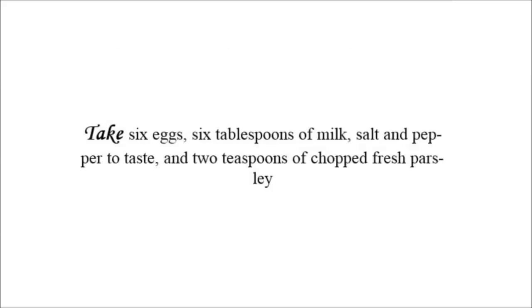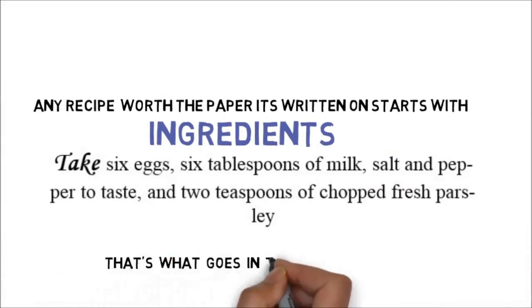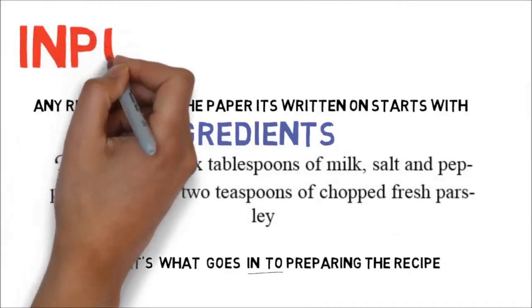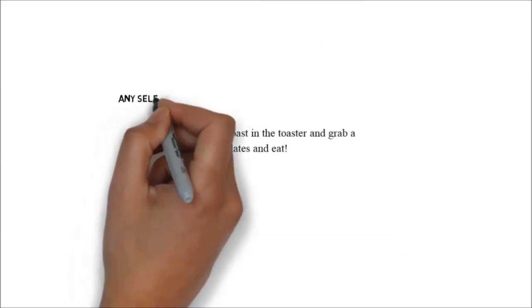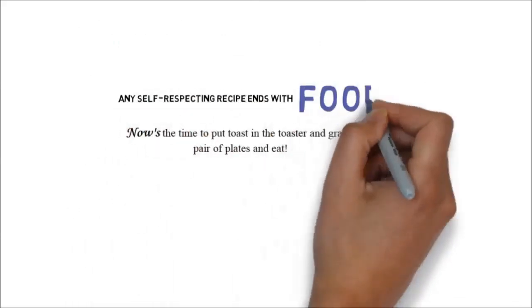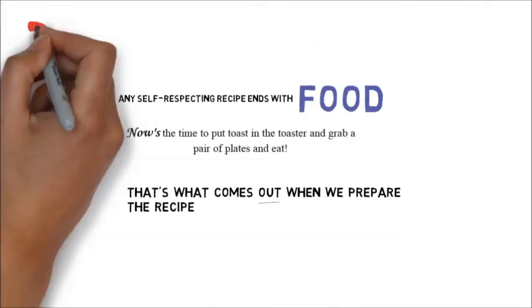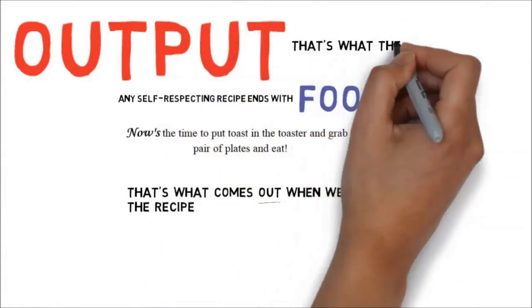What's the first step or the first part of any recipe? That's right, the ingredients. That's what pretty much any recipe starts with. Ingredients are what go into the recipe. In other words, they are the input into the cooking process. If recipes start with ingredients, what do they end with? Food. Food is the end product of pretty much any self-respecting recipe. Ingredients go in, a bunch of stuff happens, and food comes out. Food is the output of the cooking process.